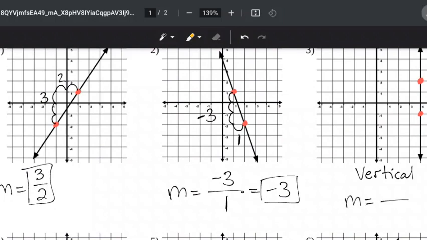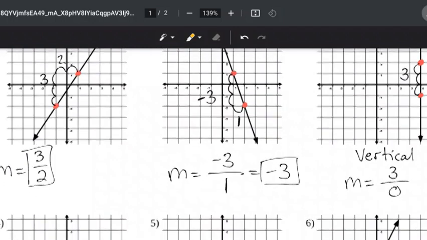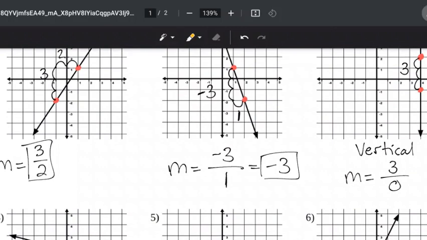So let's see what happens. If we count, I'm going to count from the bottom one. So I have a rise of 1, 2, 3. I'm going up 3. But notice how I'm not going over any. I'm not moving to the right or left. So our movement over, or our run, is 0. Now, 0 on the denominator, you cannot divide by 0. So that is one indication, if you forget, that this is an undefined slope.